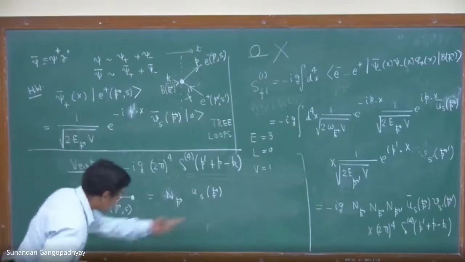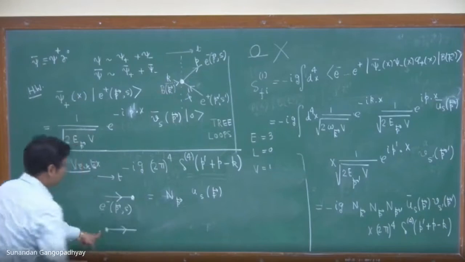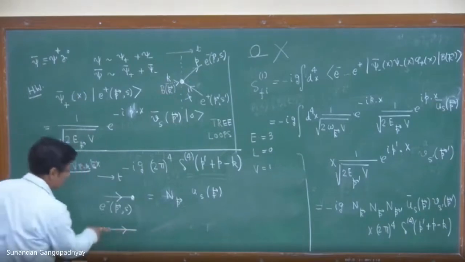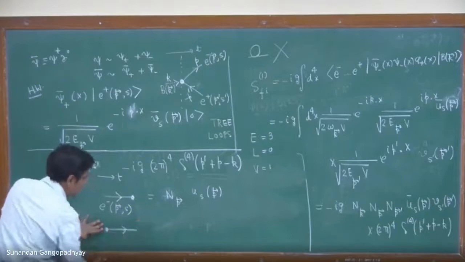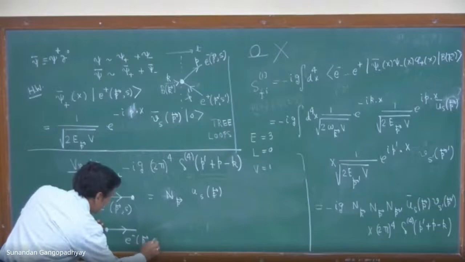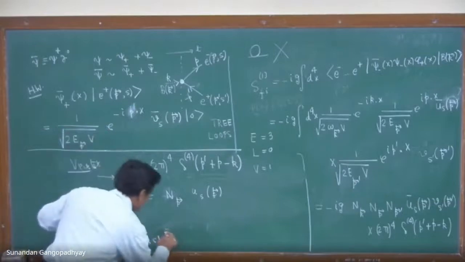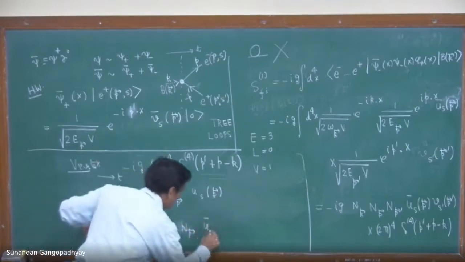Again, this is the direction of flow of time. From the vertex, the electron is going in this direction, forward in time. The fact that this is an electron is because the arrow is in this direction. So this is an electron with momentum p. What is the rule for this final state? N_p, ū is.